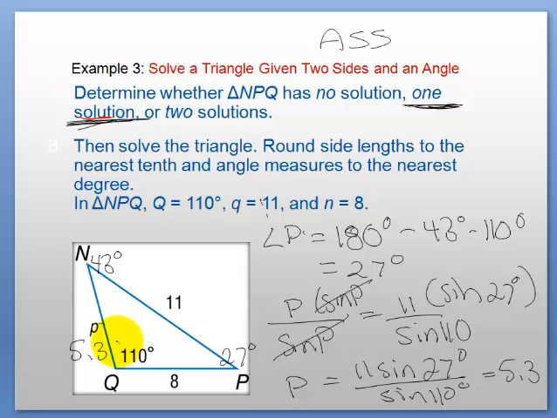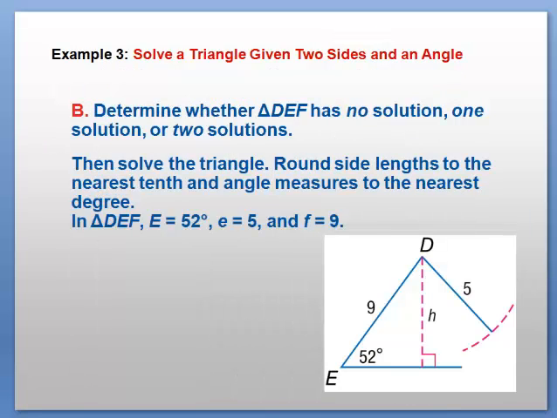Now, some of you may be thinking, what was she talking about at the beginning, that we just solved a triangle? Well, it was simple, but the key here is assessing how many triangles could possibly be formed based on the information that's given. Let's try another one. The first thing we're going to look at, solve the triangle, given two sides and an angle.